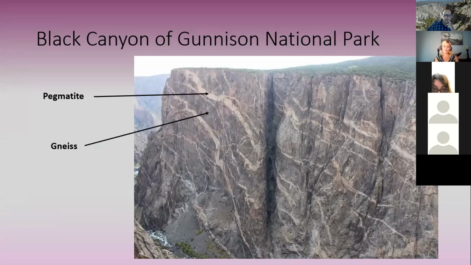The highlight of Black Canyon, though, is known as the Painted Wall. If you've never been there, it's not one of the most popular, most visited national parks, but this is worth seeing. I've never seen a picture that does it justice. And you have your nice metamorphic rock gneiss with your pegmatite intrusions. It's just absolutely beautiful. It is 2,200 feet tall, making it the tallest cliff in Colorado.